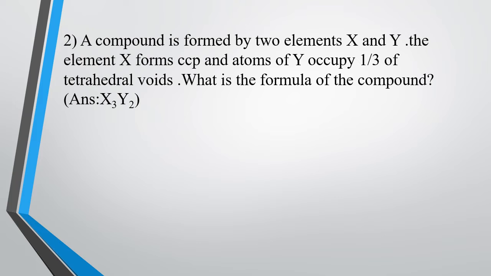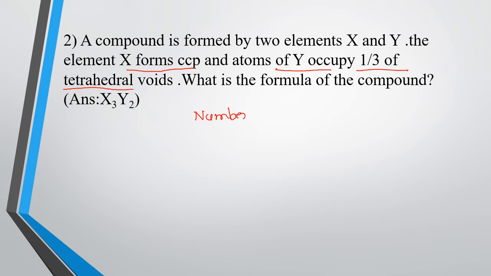Now let us consider the second question. A compound is formed by two elements X and Y. The element X forms CCP. That means element X is involved in close packing, cubic close packing or ABC type. And atoms Y occupy 1/3 of tetrahedral voids. What is the formula? The formula is related to the number of spheres and tetrahedral voids only, no need of octahedral voids. So what is our formula?